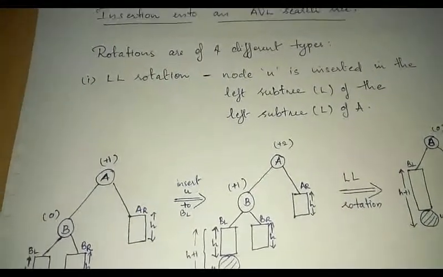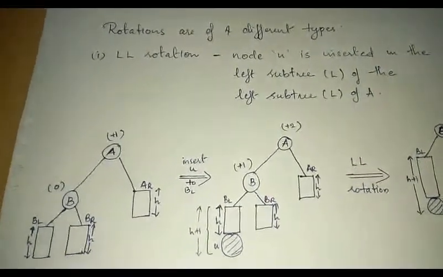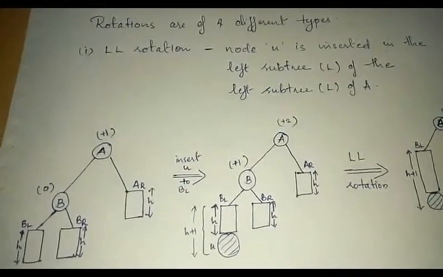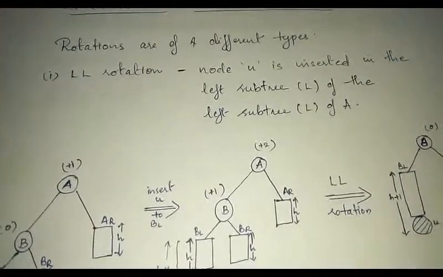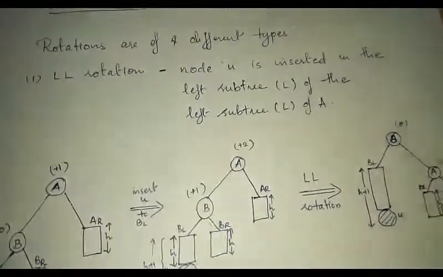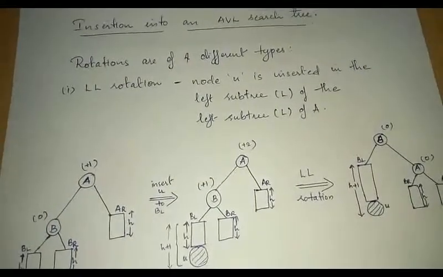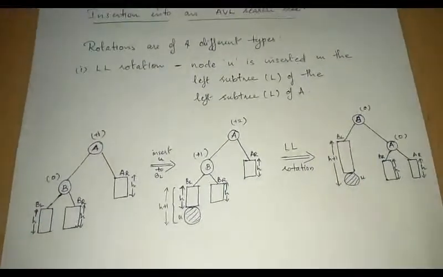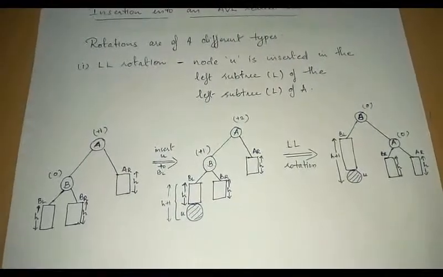The first one is LL rotation, second one is LR rotation, third one is RR rotation, and the last one is RL rotation. Now let's see LL rotation. LL rotation is performed when a node U is inserted in the left subtree of the left subtree of A. Now consider the example.